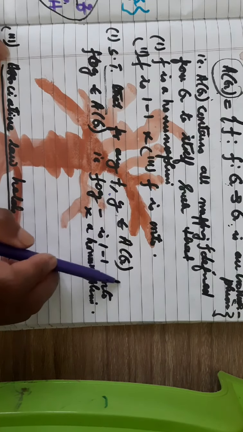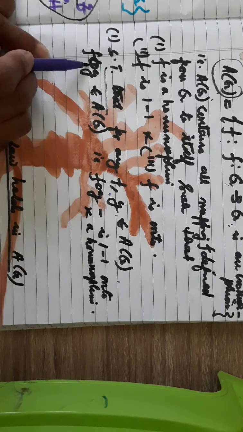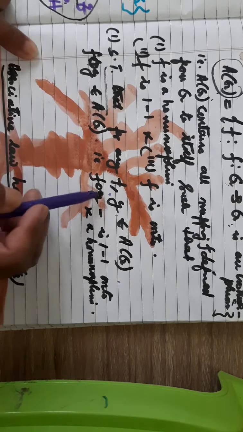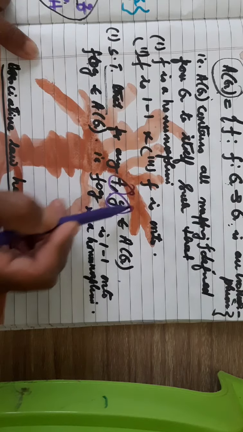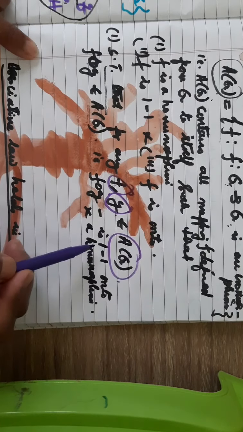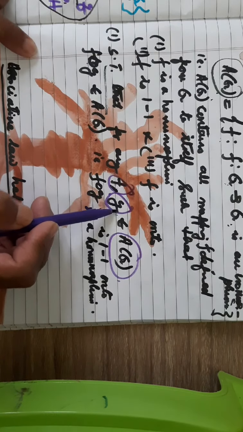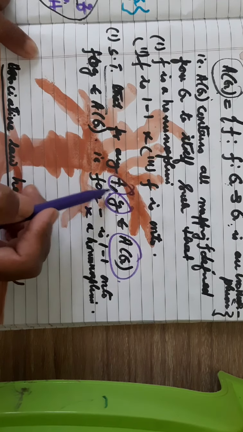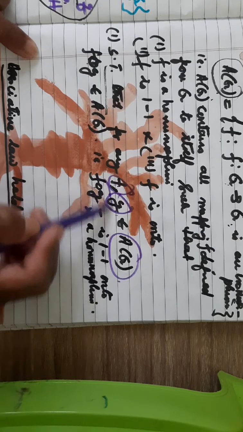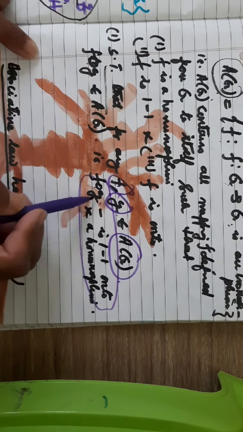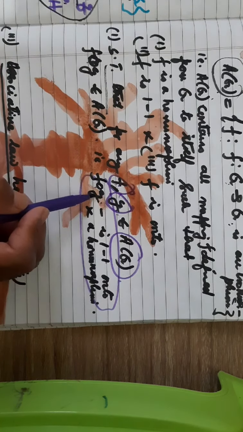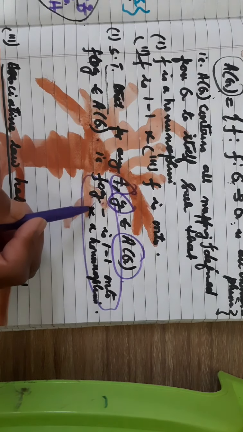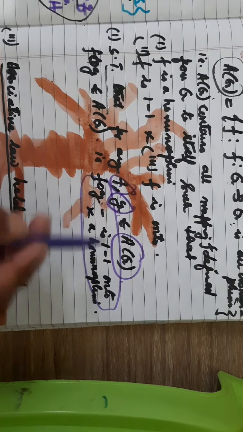For any f and g belonging to A(G), I need to show that f composite g belongs to A(G). So now we know that f is 1-1 and g is 1-1, as they belong to A(G). It means that their composition will also be 1-1. Similarly, f is onto, g is onto, so f composite g is onto. This is from the properties of mapping. But the only thing left now is that we need to show that f composite g is a homomorphism.